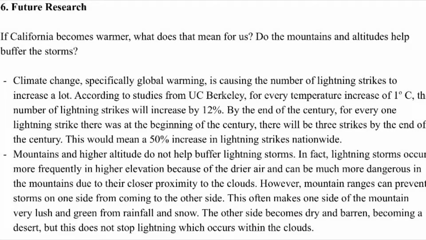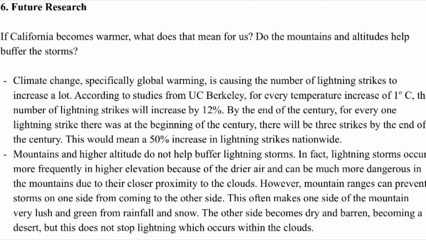Future research. If California becomes warmer, what does this mean for us? Do the mountains and altitudes help buffer the storms? Climate change, specifically global warming, is causing the number of lightning strikes to increase a lot. According to studies from UC Berkeley, for every temperature increase of 1 degree Celsius, the number of lightning strikes will increase by 12%. By the end of the century, for every 1 lightning strike there was at the beginning of the century, there will be 3 strikes by the end of the century. This would mean a 50% increase in lightning strikes nationwide.